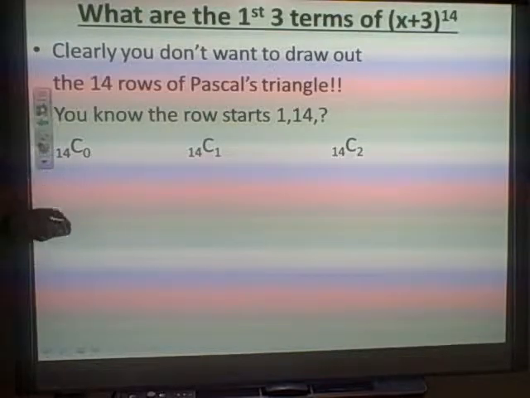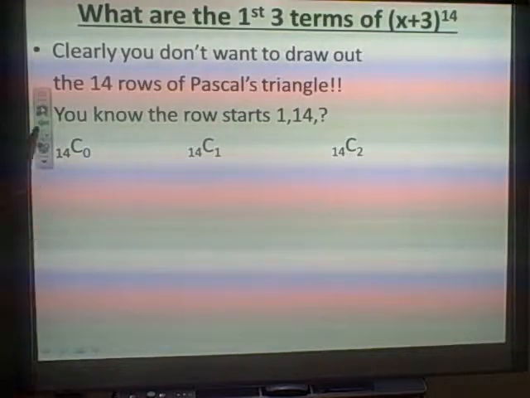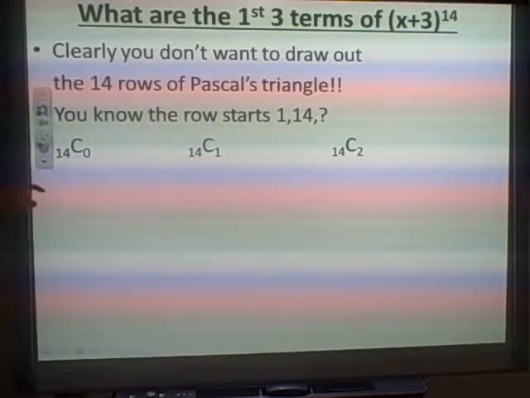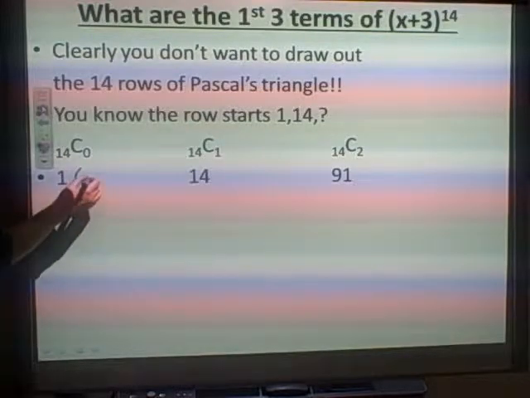So the numbers from Pascal's triangle come from 14C0, 14C1, 14C2. And as we already said, this is going to be 1, this is going to be 14, and you can work that one out on your calculator. And you should find that it turns out to be 91. Now everything else we should be able to do the same as we did in the previous lesson.